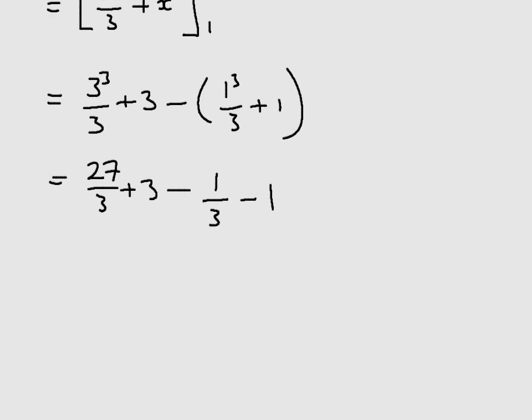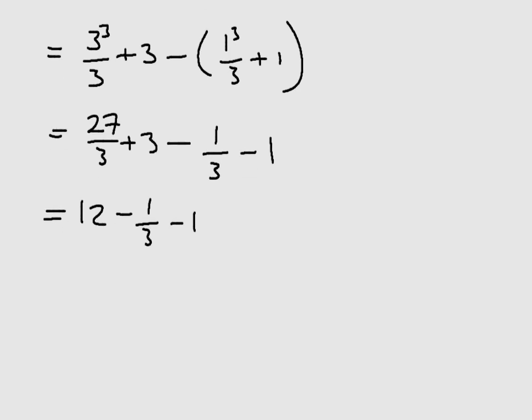27 over 3, of course, is 9, and 9 plus 3 is 12. So we have 12 minus 1/3 minus 1, and we can quickly see that that's going to be equal to 11 minus 1/3, which will be equal to 10 and 2/3. And remember, these are units of area.